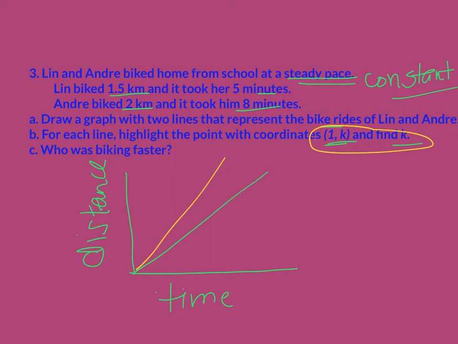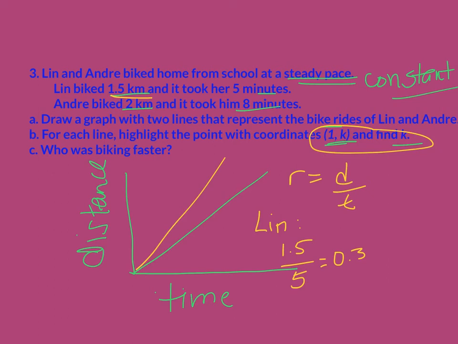So remember, we know that the rate is always distance over time. So we could actually find that out right now without even going to the graph, but then check it on the graph. So for Lynn, we know that the distance is 1.5, and that's in 5 minutes. 1.5 divided by 5 is going to equal 0.3 or 3/10. That's the constant of proportionality for Lynn.